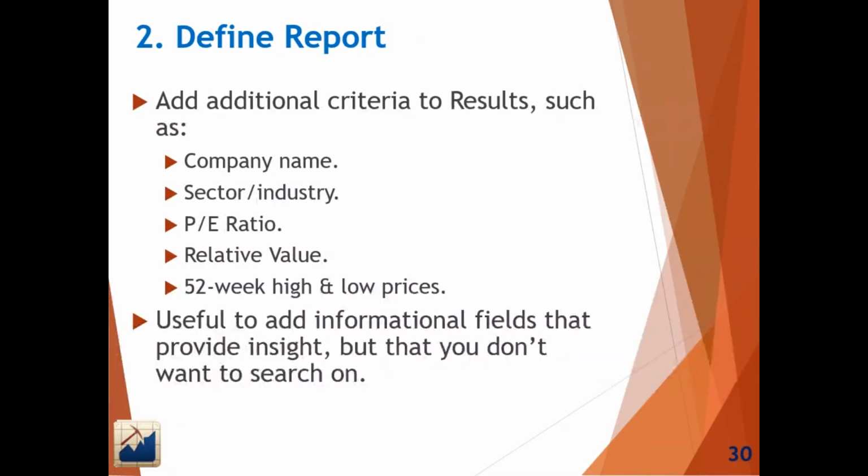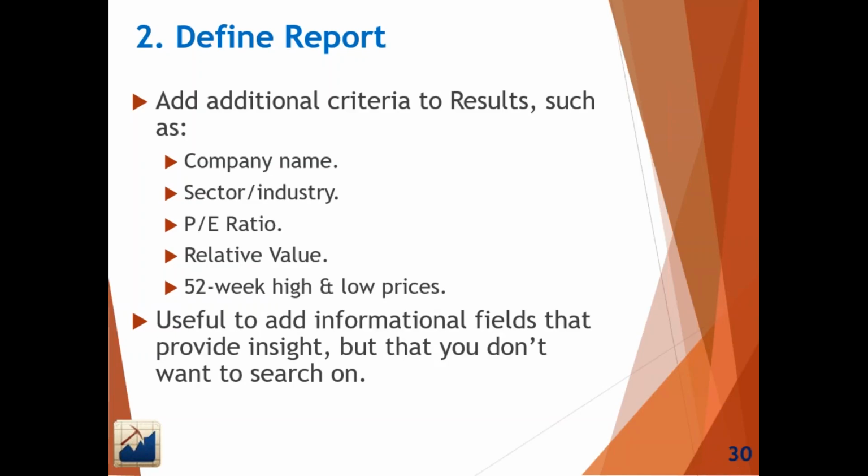So before we look at the results, we want to go to step 2, which is to define the report. Here's where we can add additional criteria, such as company name. The ticker symbol displays with every results screen, but sometimes the ticker symbols are not as descriptive, and if we knew the company name and the sector and/or the industry, we could add those. That would give us a little more information about the stocks that we're looking at.